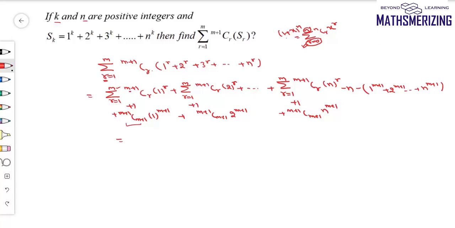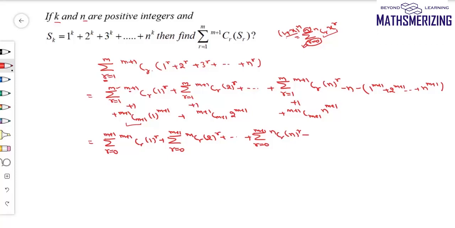So I'll write this series as summation r varies from 0 to m plus 1 of m plus 1 C r, 1 to the power r, summation r varies from 0 to m plus 1 of m plus 1 C r, 2 to the power r, and summation r varies from 0 to m plus 1 of m plus 1 C r, n to the power r, minus n, and then minus 1 to the power of m plus 1 plus 2 to the power of m plus 1 all the way up to n to the power of m plus 1.